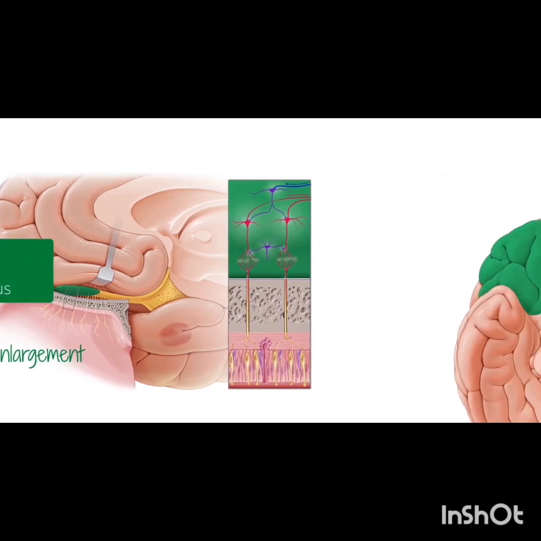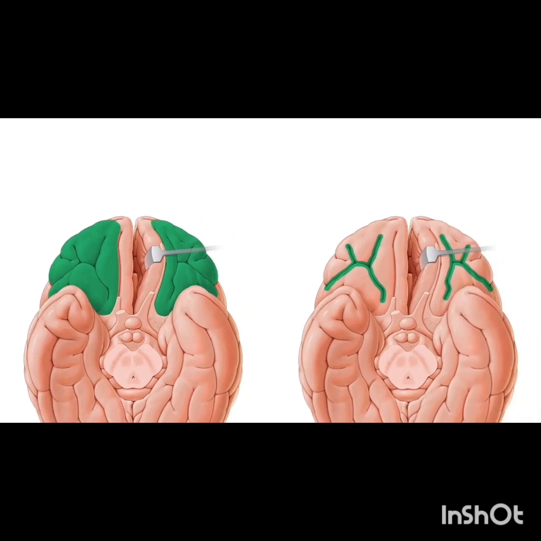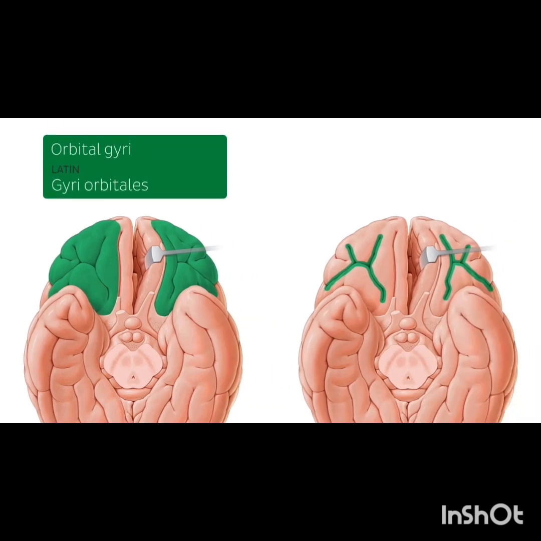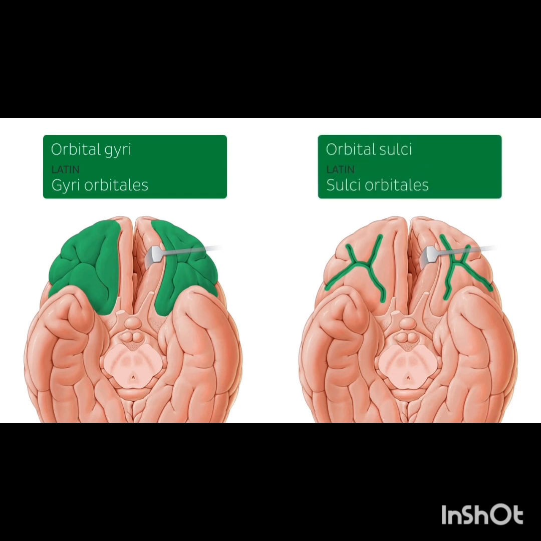On the next slide, we're going to be highlighting two structures. On the left side, we find the orbital gyri, and on the image on the right side, we see then the orbital sulci. We're still looking at the anterior part of the brain from a basal view, and notice here that on the orbital gyri, we find these structures, which are known as the orbital sulci.